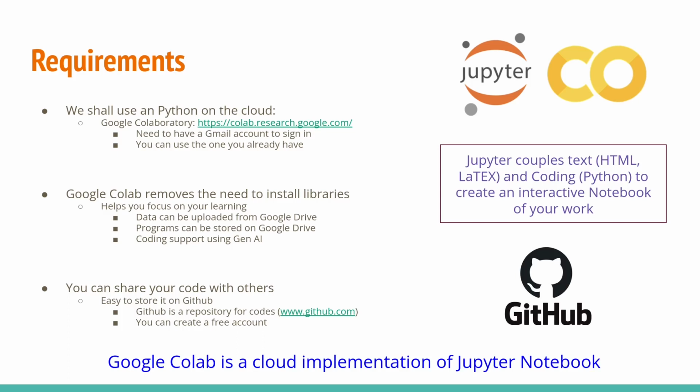Google Colab uses the Jupyter environment. Jupyter notebooks are notebooks that combine text, particularly HTML and LaTeX for putting mathematical equations, and coding using the Python programming language into an interactive notebook that you can then share or use for your purposes or store for your purposes. We'll also be making use of GitHub. GitHub is a repository for storing codes. You can create a free account in GitHub by going to www.github.com. And then you can upload your codes that you've written in the collaborative environment and save it on GitHub. And I'll show you how to do that as we get into this course.